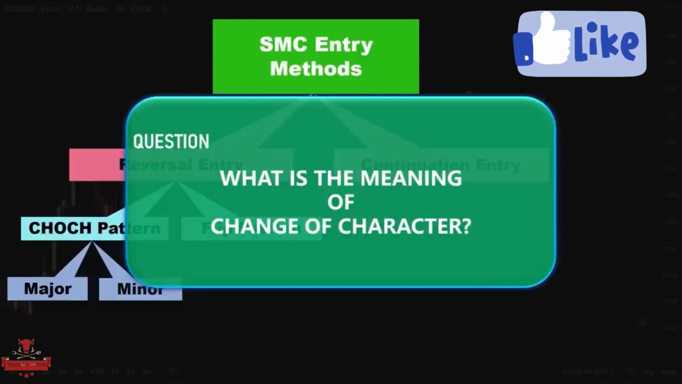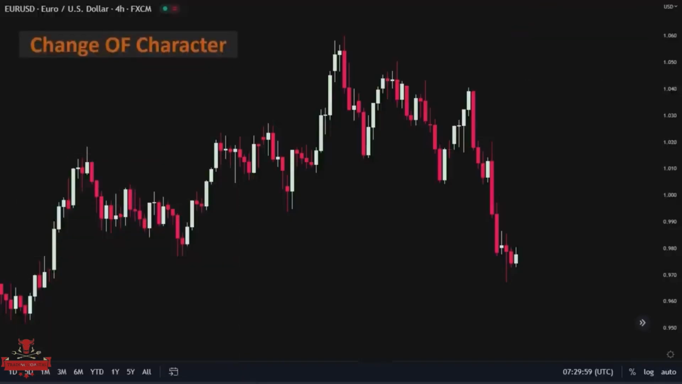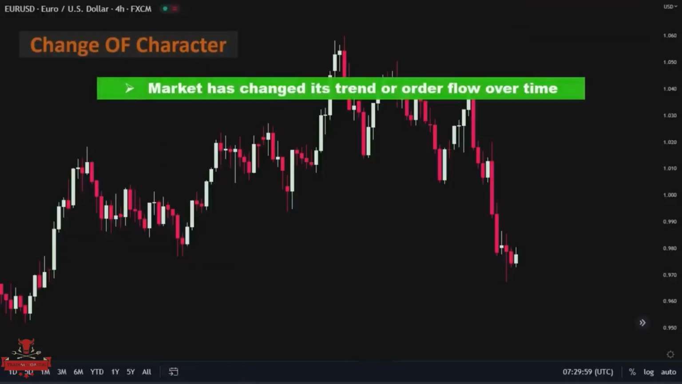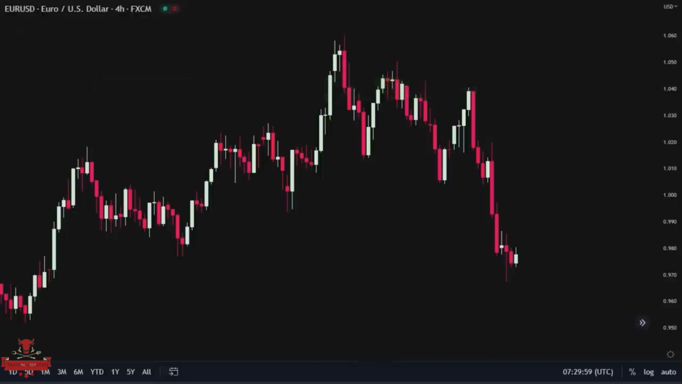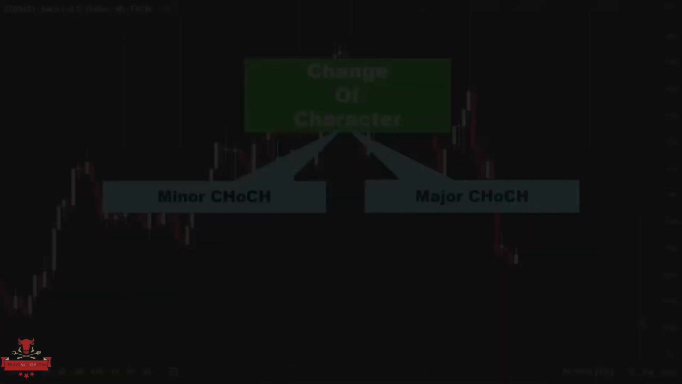What is the meaning of the change of character or market structure shift? Change of character means that the market has changed its trend or order flow over time, and it consists of two types, minor and major change of character. Identifying a valid change of character is an absolute must-have for smart money traders. You will endure some losses if you fail to spot a valid CHoCH. So let's see how we should identify a valid change of character.